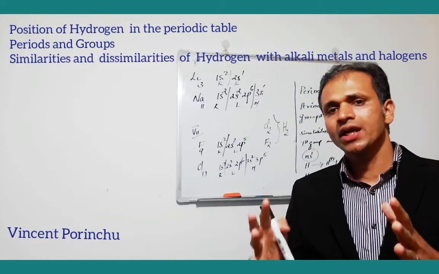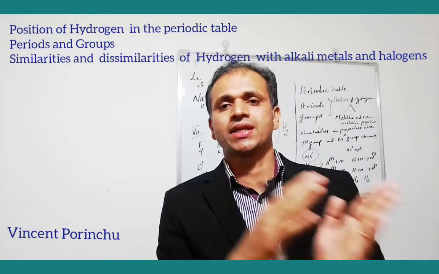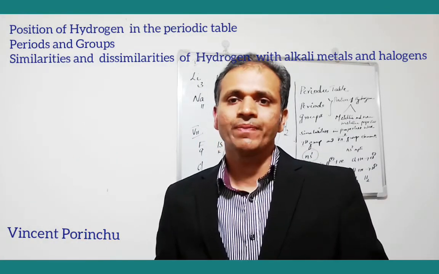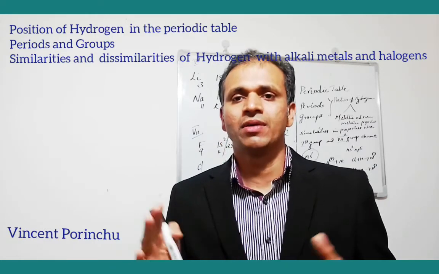So generally, hydrogen shows many similarities with the alkali metals and the 7th group elements. That is why hydrogen is placed in the middle of the periodic table.